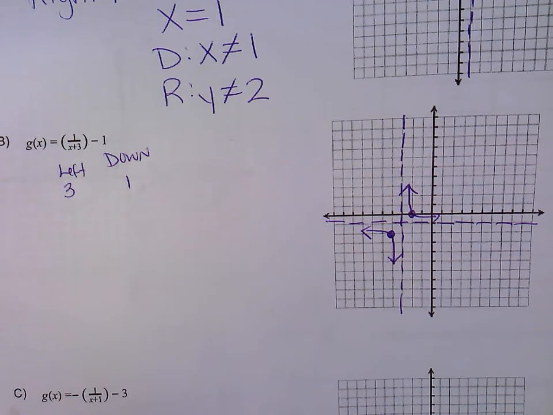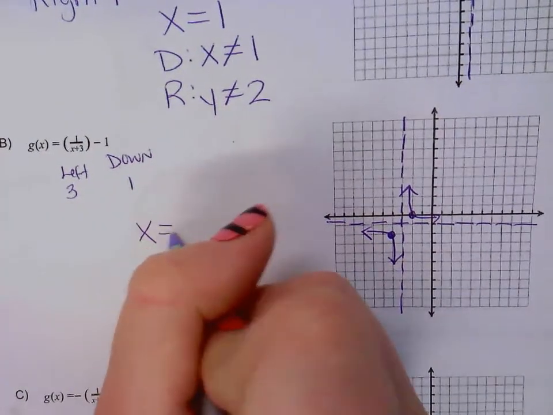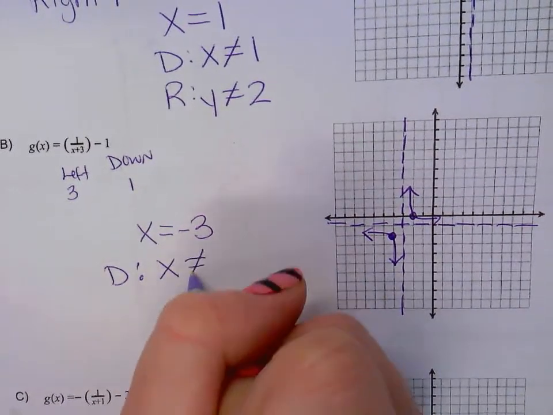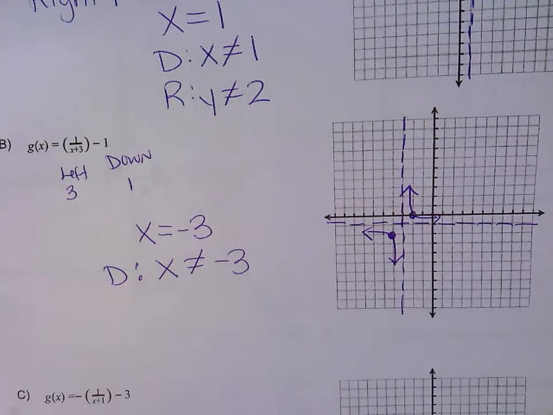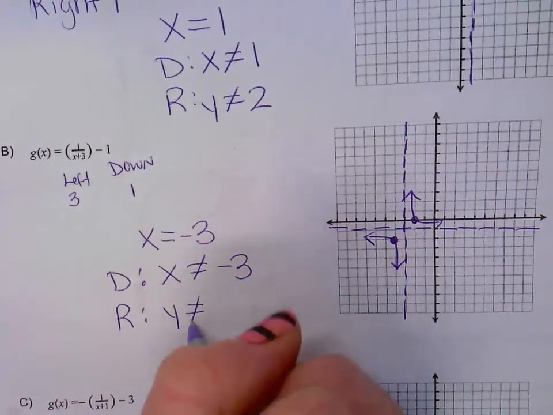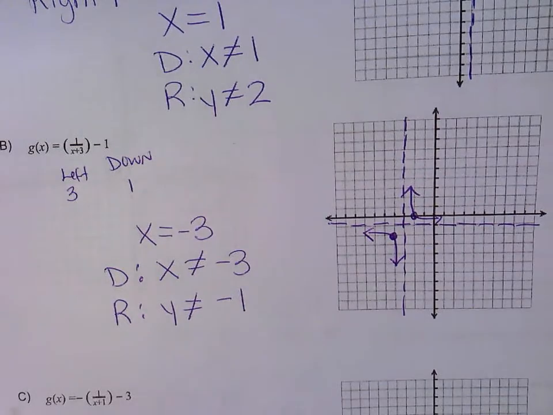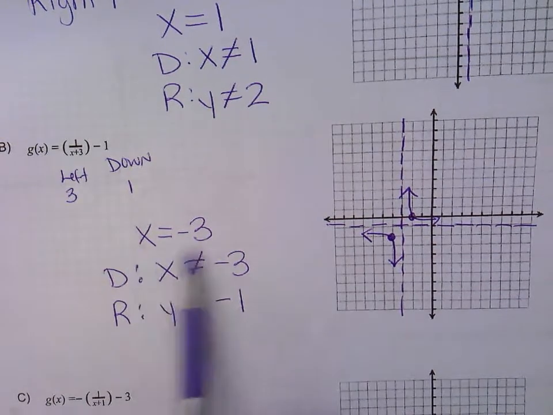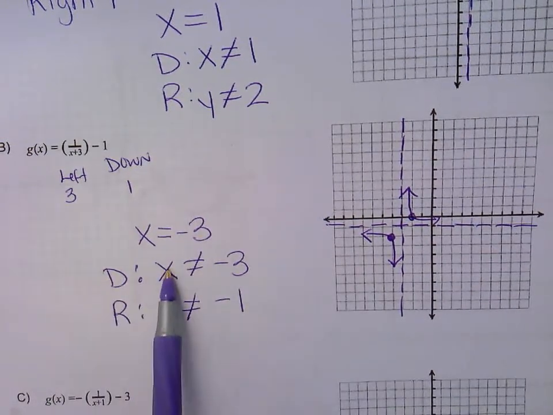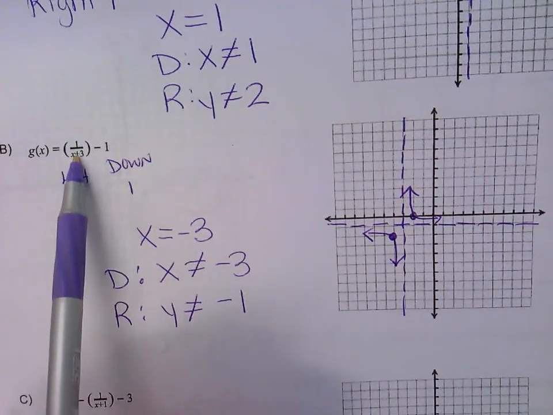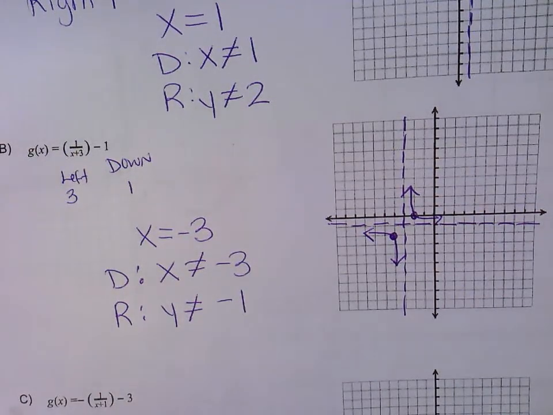So my vertical asymptote is now at -3. So that makes my domain x cannot be -3. And my range is y cannot be -1. So you write your asymptote as an equal sign because that's a line, but you write your domain as a restriction. X can't be -3 because the denominator will turn into 0 and we'll get our error message.